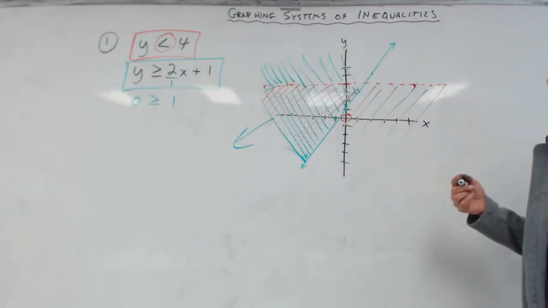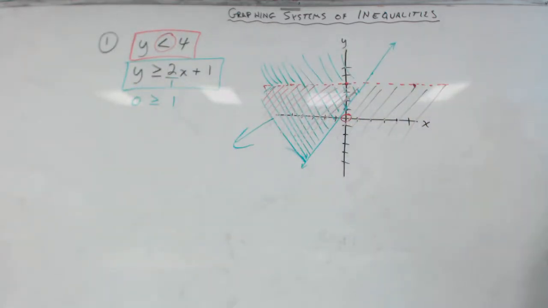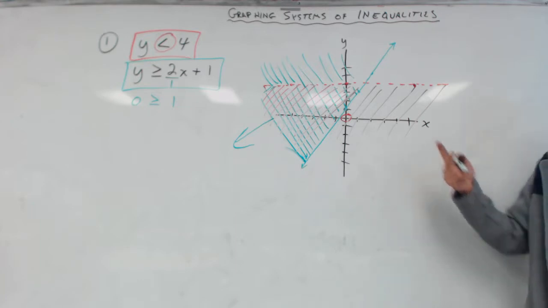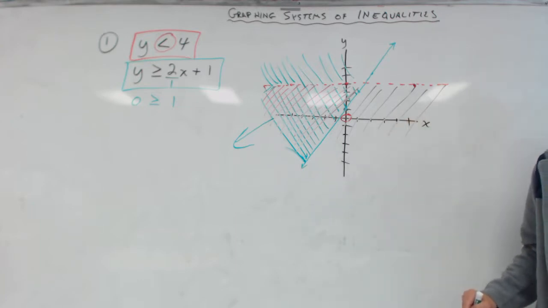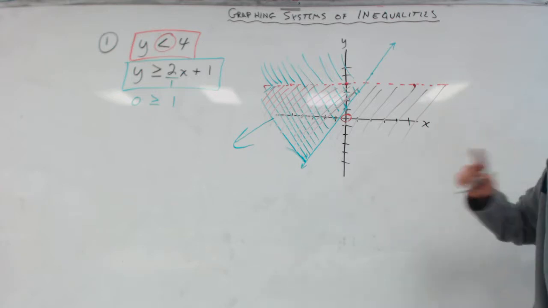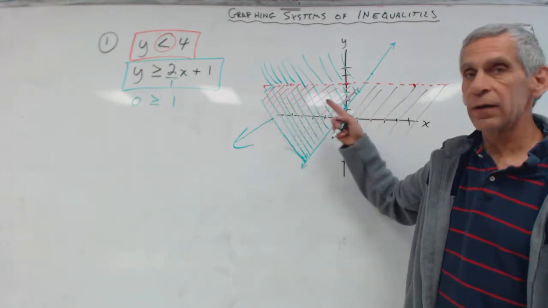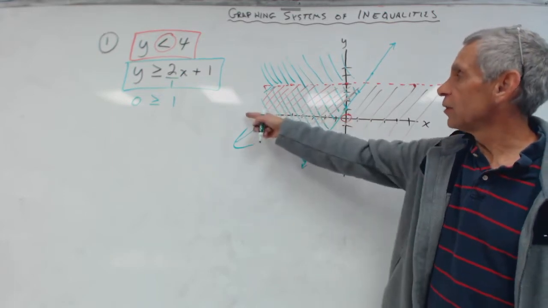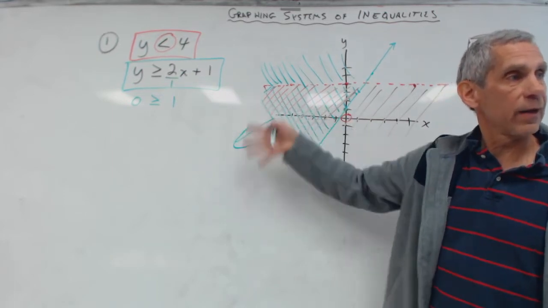Now, what if I asked you, give me 2 points that are in the solution area? Negative 9, 0, and negative 10, 0, right? Those are definitely going to be in that area, right?